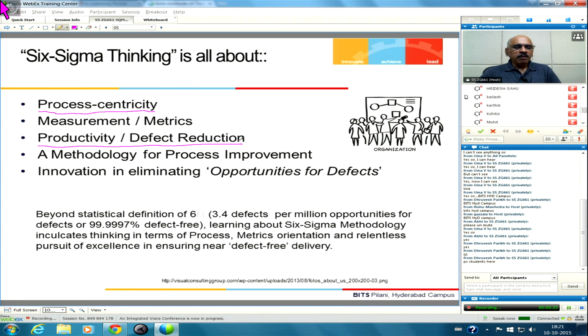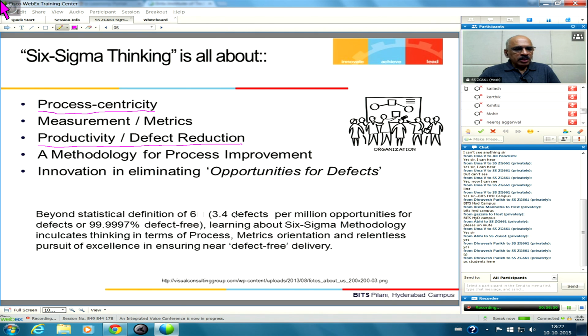However, if you ask me what Six Sigma is as a quiz, a mathematical definition, it is nothing but 3.4 defects per million opportunities for defects. That means if you have a million ways of things going wrong, in how many instances did things actually go wrong or defects occur. If only 3.4 occurrences resulted in defects, then we can say this process is Six Sigma compliant.